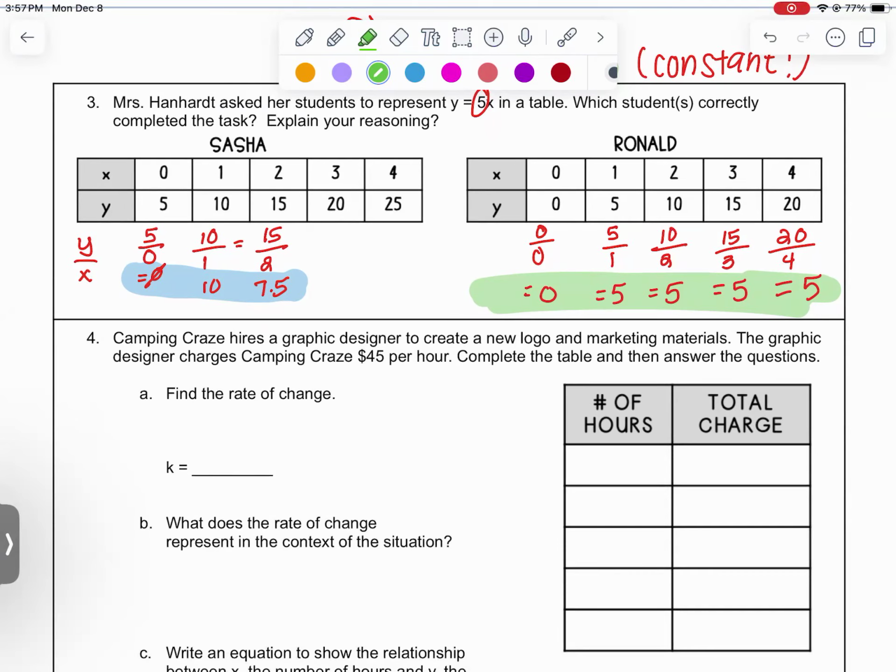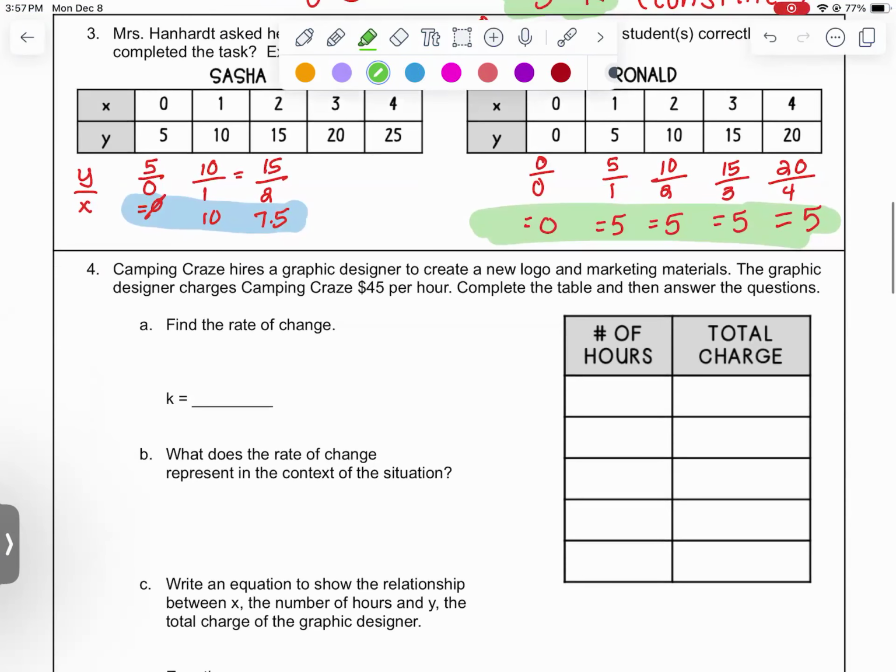Let's go ahead and look at the last one that we will do together. So I have Camping Craze hires a graphic designer to create a new logo and marketing materials. The graphic designer charges Camping Craze $45 per hour. Let's underline that. It sounds important, especially because it says per hour. That makes me think of my K, my constant. So we're completing the table and then finding the rate of change. If I'm talking about per hour, I know that if my graphic designer works 1 hour, he is getting paid $45. So therefore, my K is 45. Let's go through 2, 3, 4, 5 hours worth of work. Go ahead and pause me. I want everyone to try to do this themselves on their calculator.